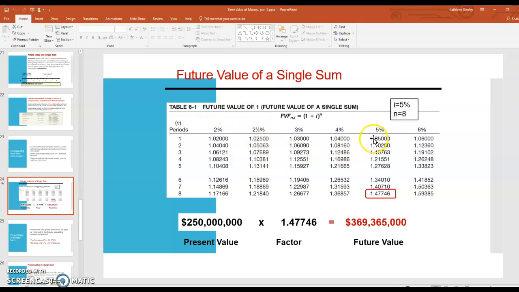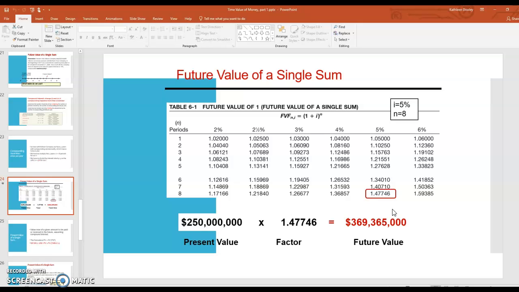Okay. And we're going to use the 5% for our I and 8 for N. So 5% column, we go across on the 8 row, we get 1.47746. We have our formula: future value equals present value times table 1. So present value of 250 million times table 1 factor, 1.47746, is 369,365,000 roughly.